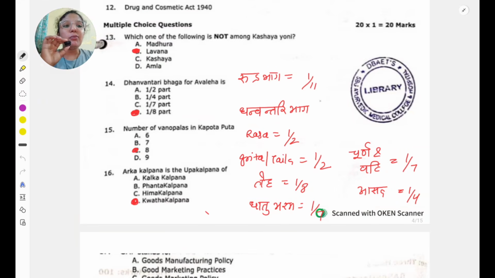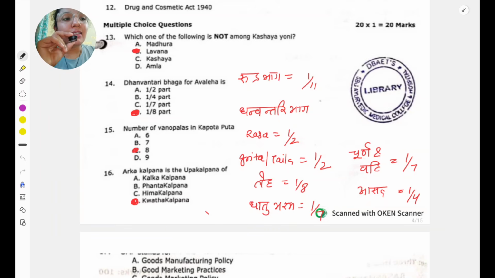Dhanvantari Bhaga is the portion that, in earlier times when a doctor prepared the medicine at home, they would use different components and make the medicine. According to that, they would take some charge from the patient. Like Rasa, if they are using half portion, they will take half. Ghrita and Taila half. Avaleha 1 by 8.